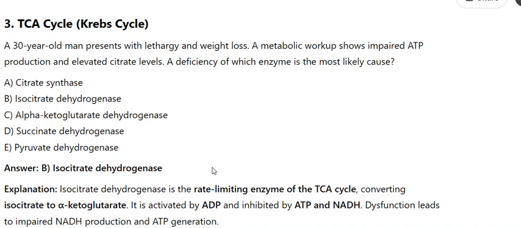Explanation: Isocitrate dehydrogenase is the rate-limiting enzyme of the TCA cycle, converting isocitrate to alpha-ketoglutarate. It is activated by ADP and inhibited by ATP and NADH. Dysfunction leads to impaired NADH production and ATP generation.